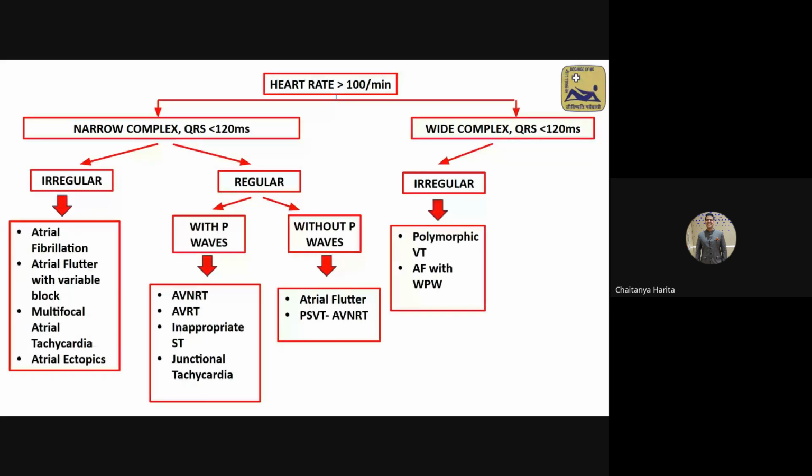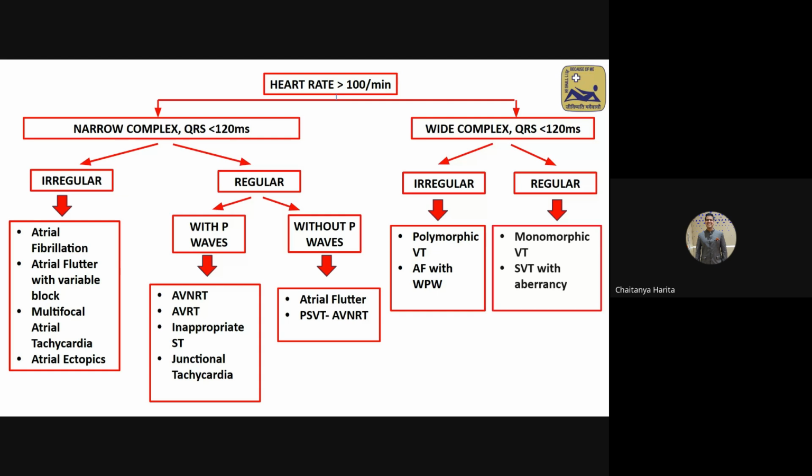So polymorphic VT, ventricular fibrillation, AF with Wolff-Parkinson-White are wide complex irregular. Wide complex regular: monomorphic VT, SVT with aberrancy, which is not due to atrial fibrillation. So SVT with aberrancy without atrial fibrillation will be regular. SVT with aberrancy with atrial fibrillation becomes irregular. So these are the two most important in wide complex. I know the slide looks a little complicated, but if you can remember this algorithm, diagnosis of tachyarrhythmia will fit 90% into this. So it's quite easy if you follow this.